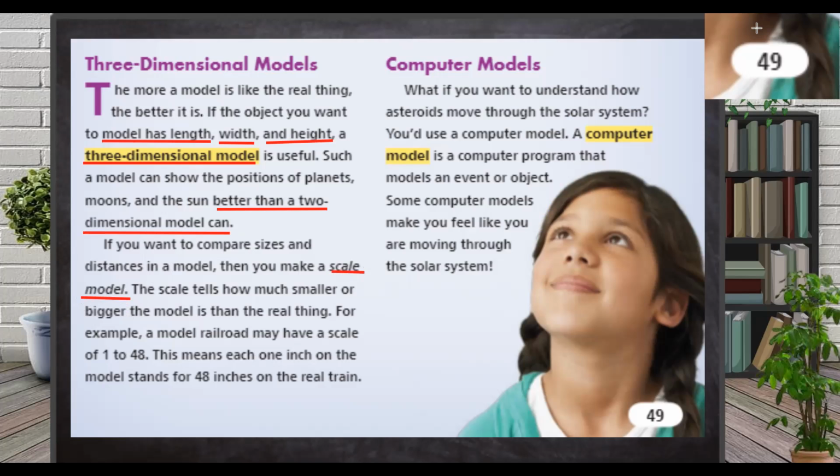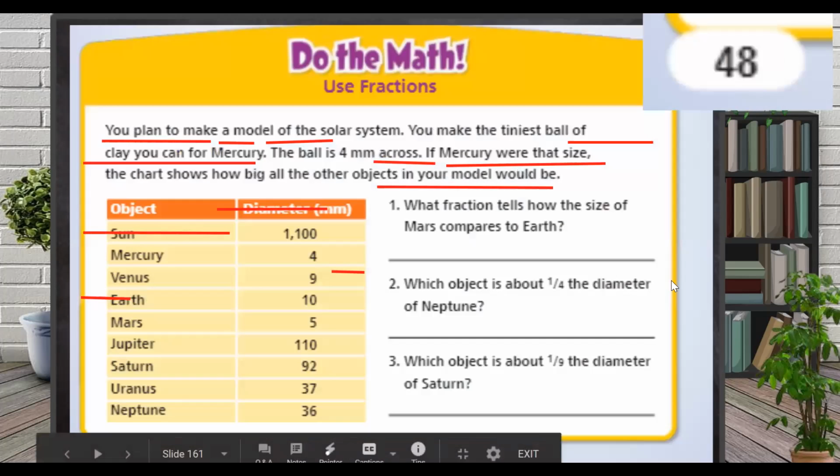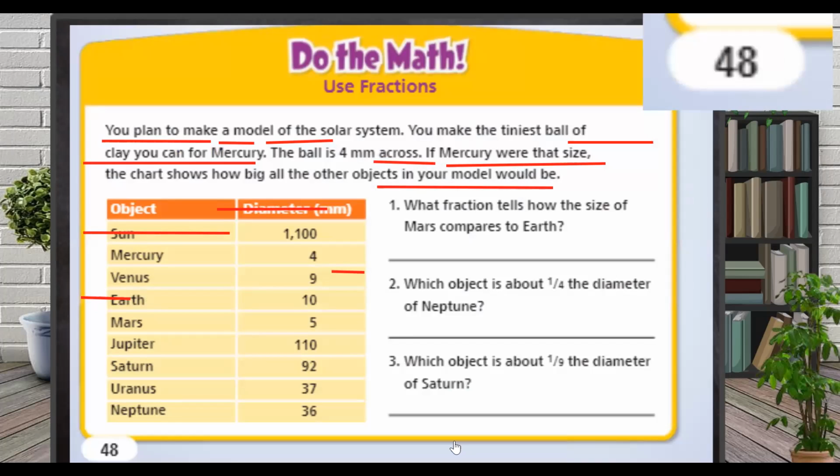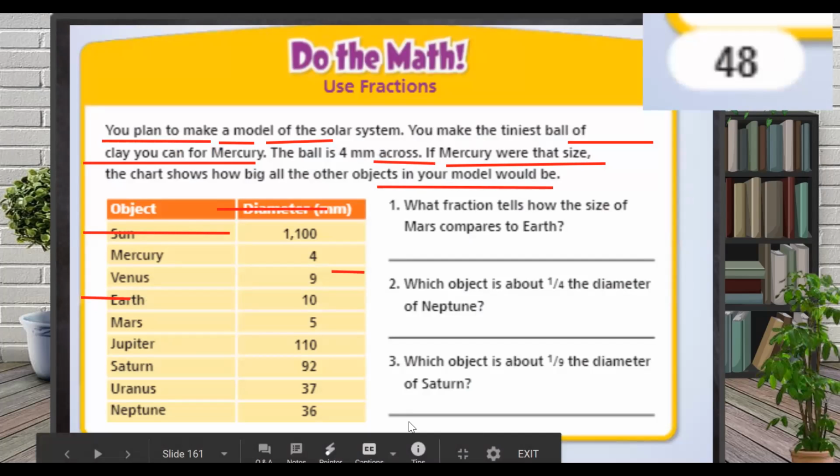Three-dimensional. Excellent. Okay, Lean, what is a computer model? A computer model is a computer program that models an event or object. Excellent, excellent. So some computer models make you feel like you are moving through the solar system. Good job. Okay, guys, we are going to do this one. This is the last thing we are going to do over here, and then our session will be finished.